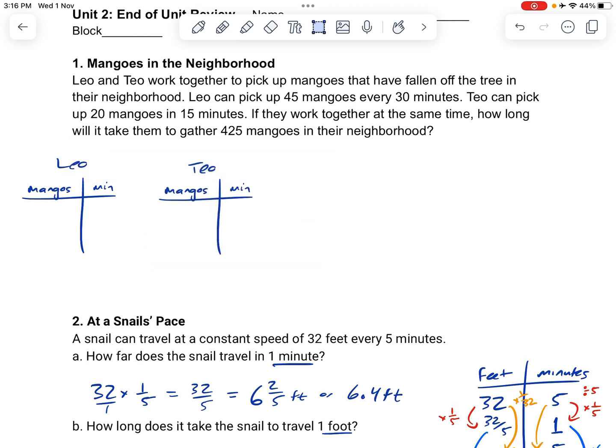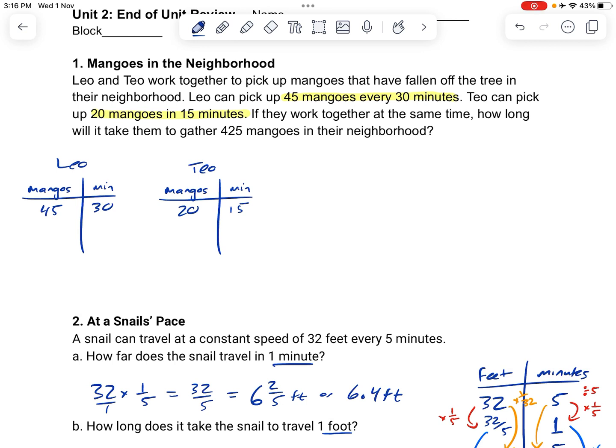Now you'll notice I'm using 2 different tables, and the reason is because of the ratios I'm looking at. For Leo it's 45 mangoes for every 30 minutes, and for Teo it's 20 mangoes for every 15 minutes. Those aren't equivalent ratios, so we don't want to put them in the same table because we might start thinking they should be equivalent. So Leo: 45 mangoes in 30 minutes, and Teo: 20 mangoes in 15 minutes.